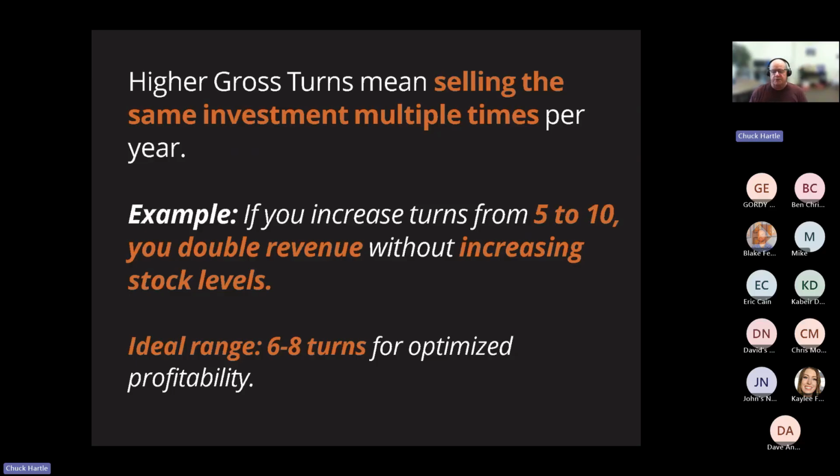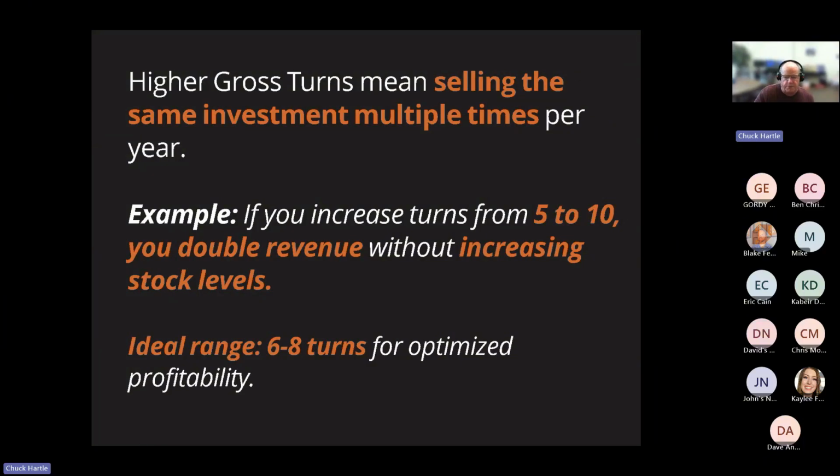When you've got higher gross turns, that means you're selling the same inventory multiple times. Again, it's that 20-80. And just remember, if you reduce excess inventory, unfulfilled demand, and especially have low obsolescence, you're going to have much higher turns. And if you just double your turns from 5 to 10 by reducing idle capital, you double your revenue basically without increasing your stocking levels. You've reduced the inventory, you're turning it much more effectively, and it's working well.